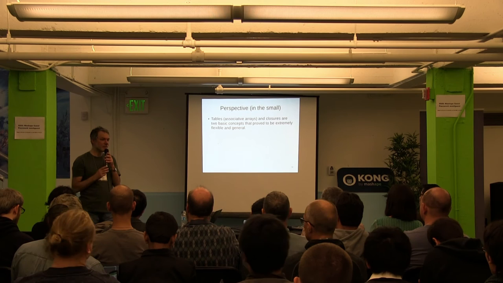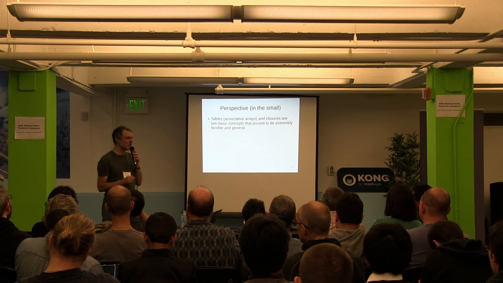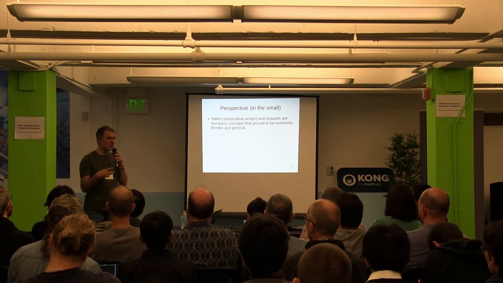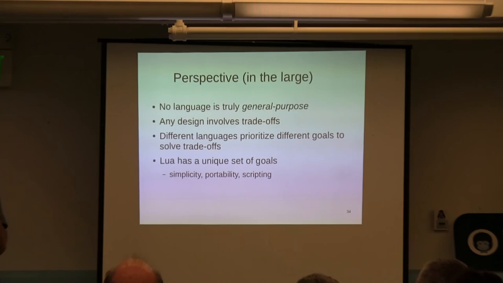The small constraining detail that you cannot use nil as a key in tables causes a lot of problems. It shows that small things can have huge consequences. But most of the time they're very general, very, very regular, and so it's very easy to compose them for different tasks. And in the large, as I said in the beginning, no language is truly general purpose.